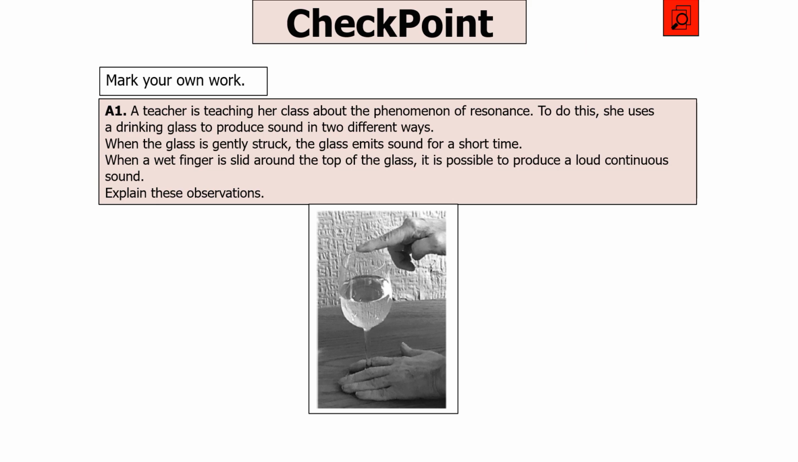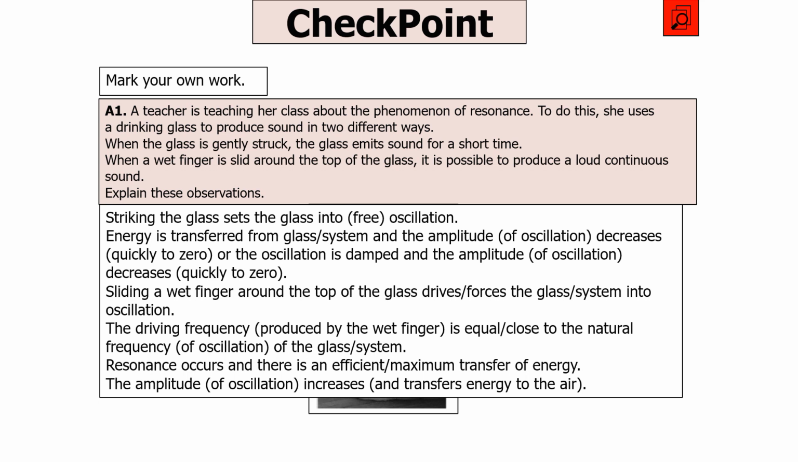Right, so striking the glass will set the glass into a free oscillation. Energy is then transferred from the glass and the amplitude of the oscillation will decrease, and then it becomes damped, because the energy is going to the surroundings.